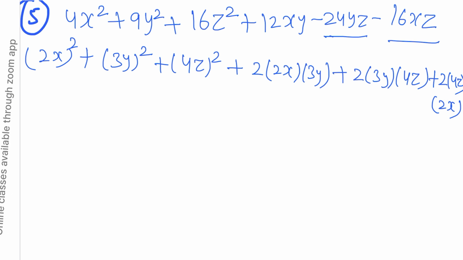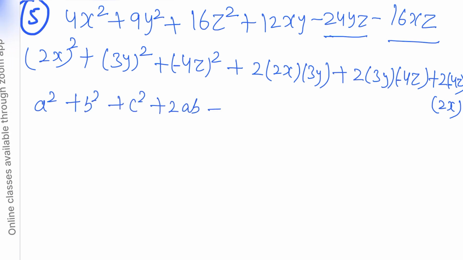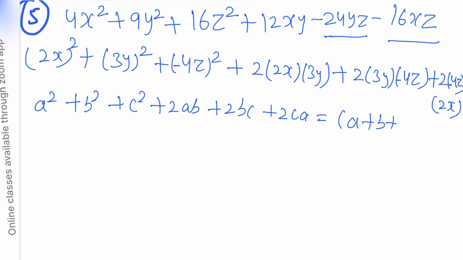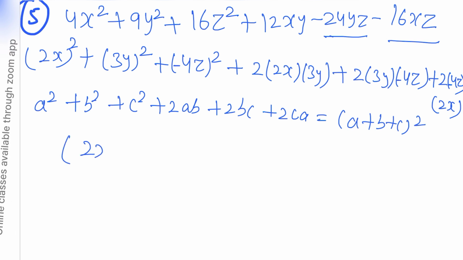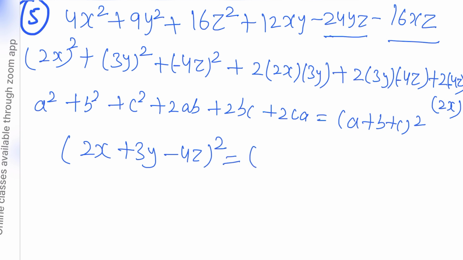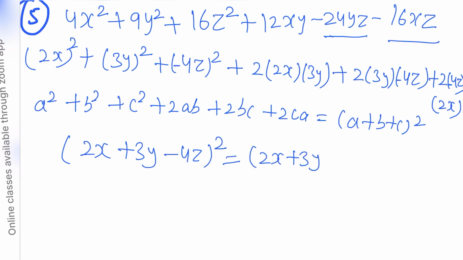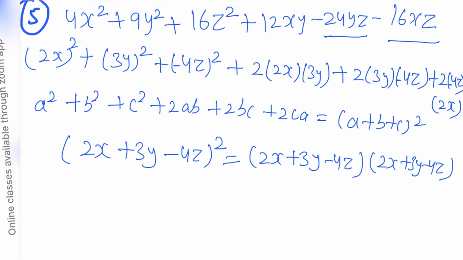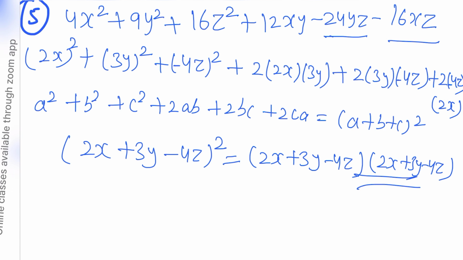But as we can see, we have two terms of negative. In this, the z is a common variable, so we have to apply the minus sign with the z. So minus z, minus and minus. So as we can see, this is a square + b square + c square + 2ab + 2bc + 2ca, that is equal to (a + b + c) whole square. So here a is 2x, b is 3y and c is -4z, whole square. As this is factorization, we need to write this as (2x + 3y - 4z) into (2x + 3y - 4z). So this is the factorization. In this way we can do it.